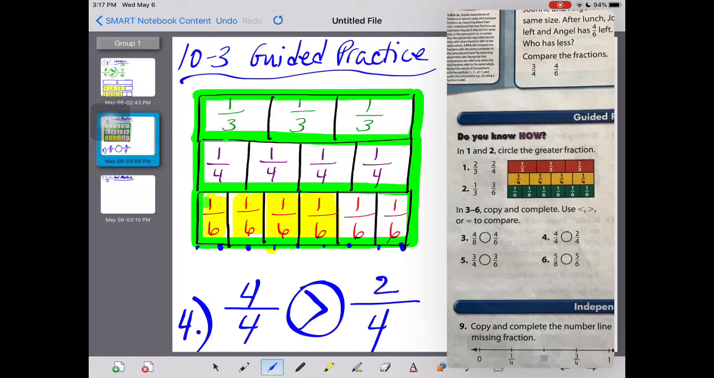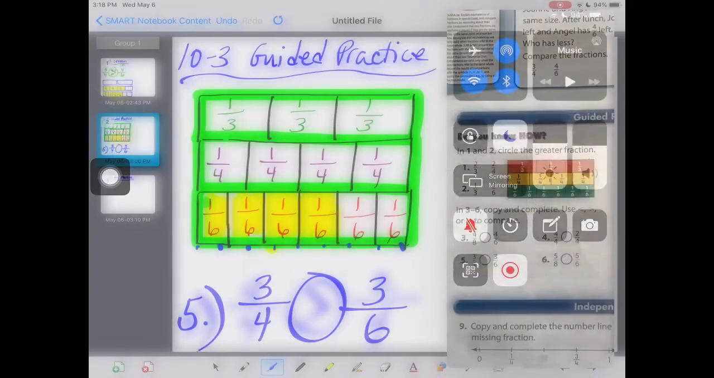And I'm hoping you're saying that 4/4 is greater than 2/4. You can have 1, 2, 3, 4/4, or you can just have 2/4. There you go.